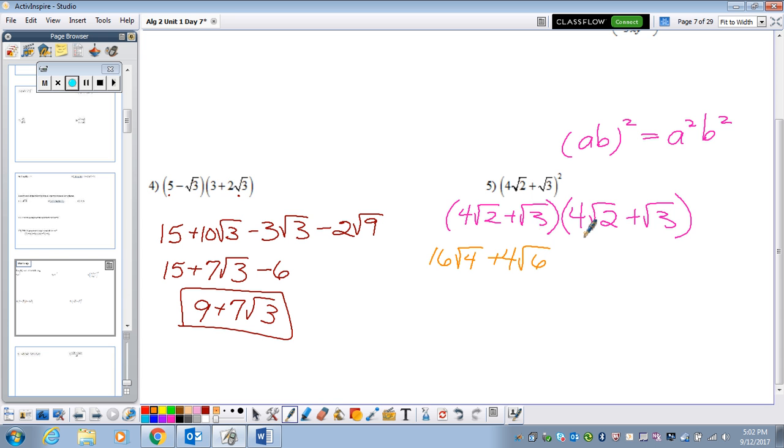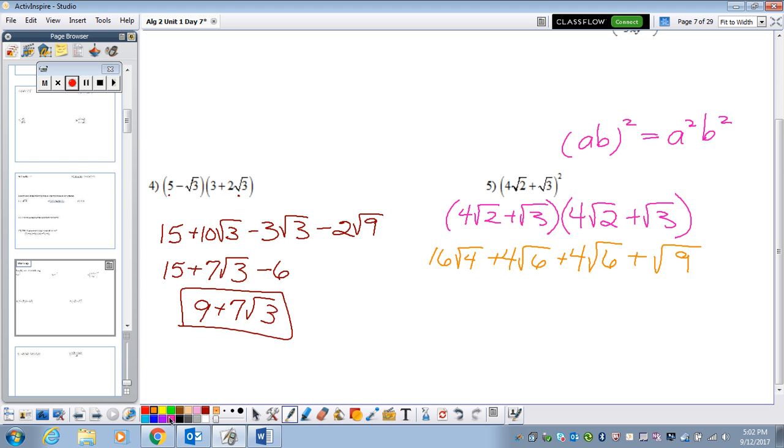Now the inner terms, inner times inner. Things on the outside of the radicals, 4 times basically 1, 4. And now the inside of the radical, 3 times 2, 6. Last times last. There's nothing on the outside except essentially a 1, so we're simply going to leave it alone. So inside the radical we have a 3 times a 3, which is a 9.